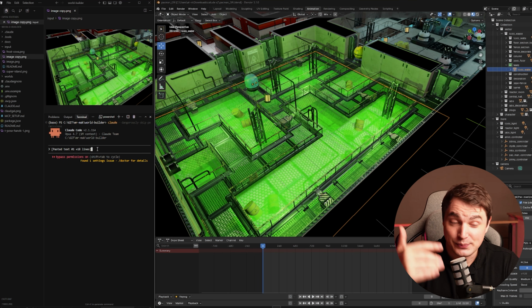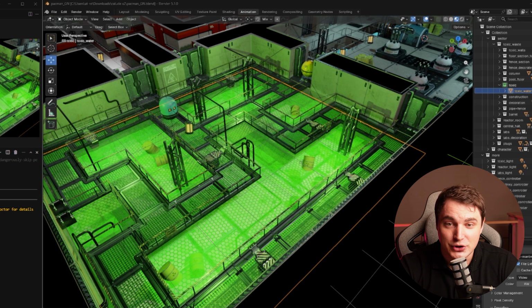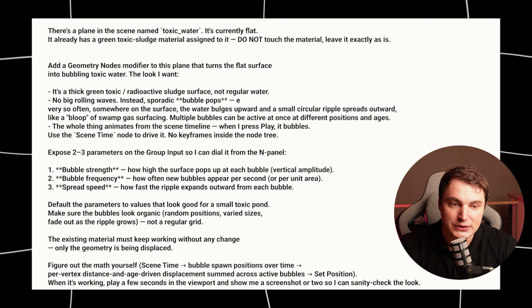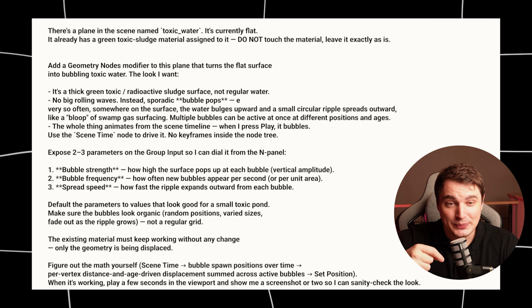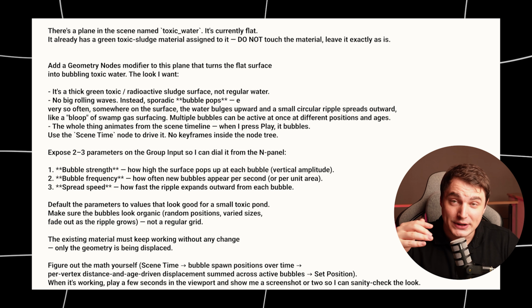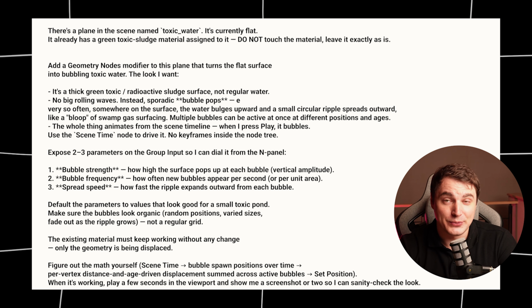Now let's try to push it a little bit further. I have this scene and there is a water surface. It's not animated, it's just a plane, and here's the prompt that you will see on the screen. The idea is to animate it as bubbles, and I also want geometry nodes where I see parameters so I can control how big the bubbles are, how frequent, and so on.